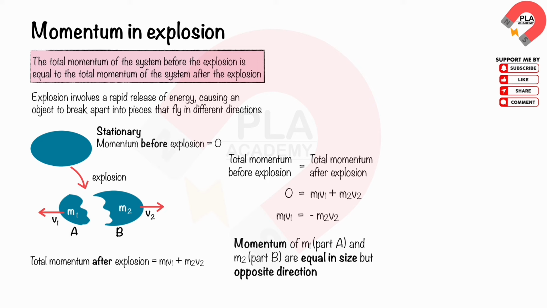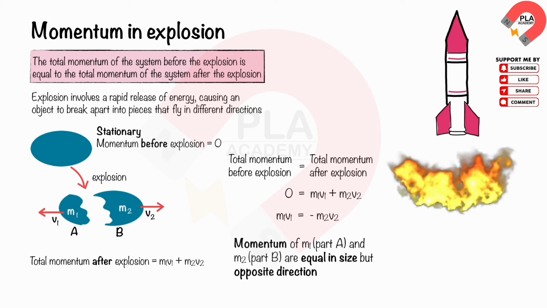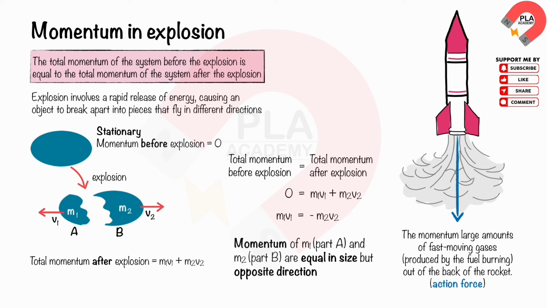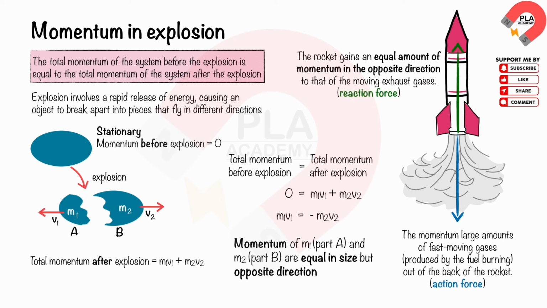As the rocket burns the fuel, it generates hot gases that are ejected at high speeds from the rocket. This produces a large amount of momentum in fast-moving gases out of the back of the rocket. So, the rocket gains an equal amount of momentum in the opposite direction to that of the moving exhaust gases.